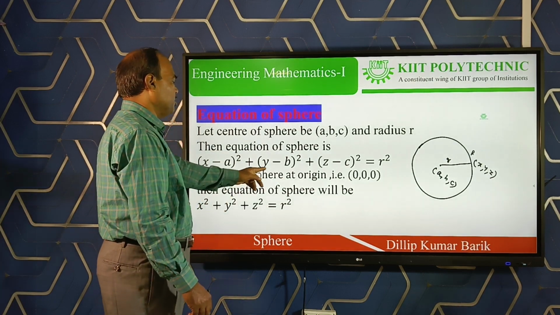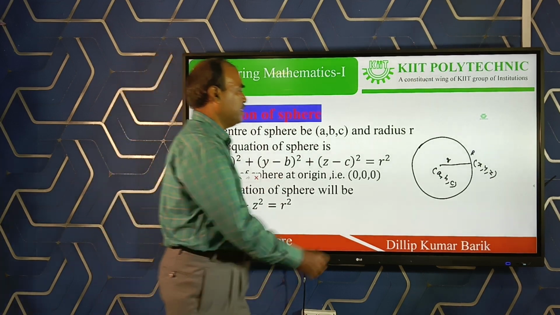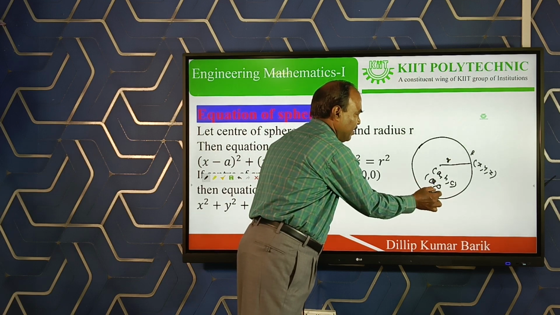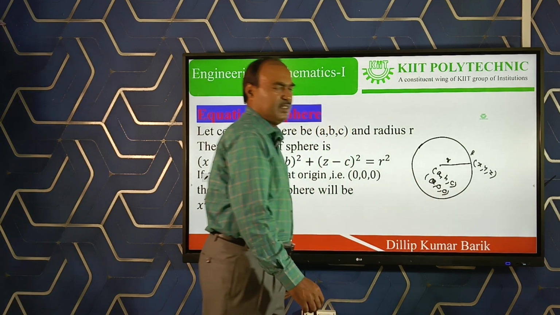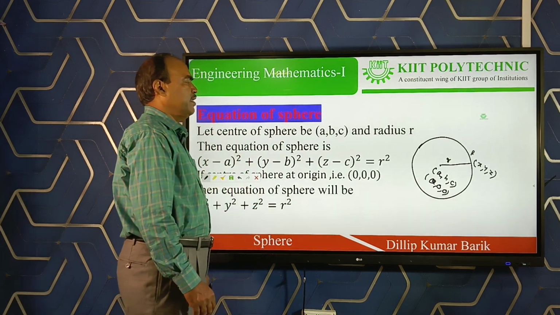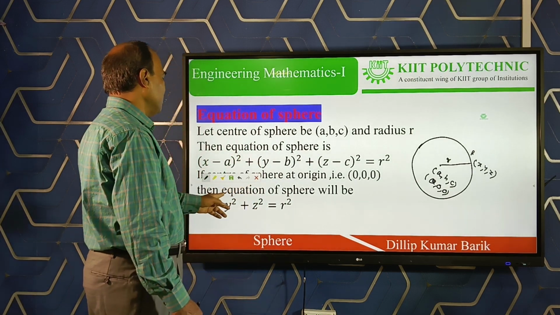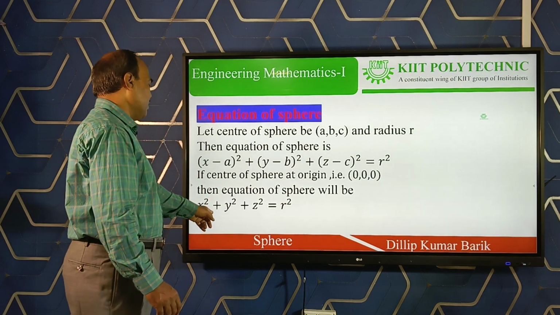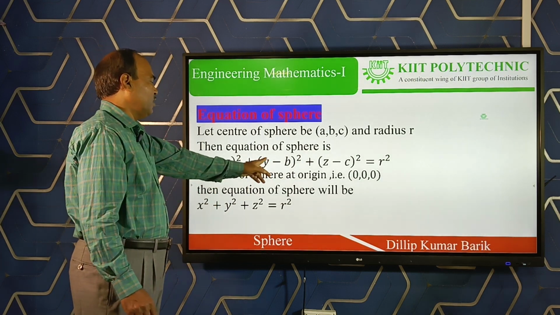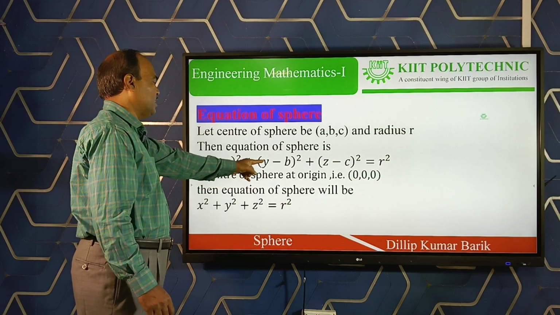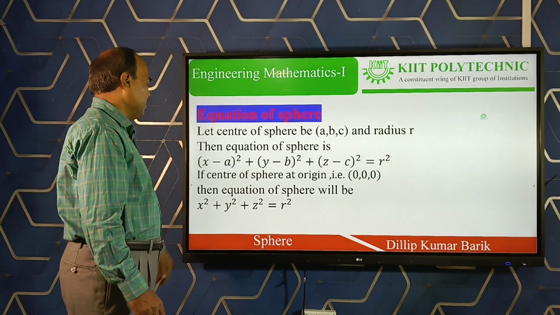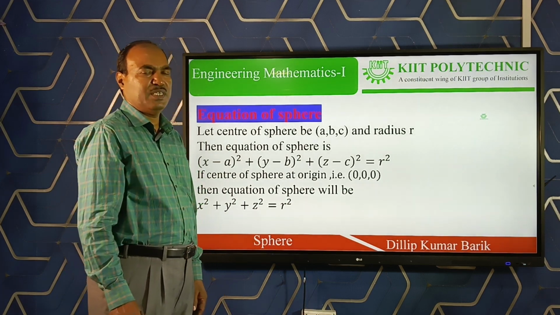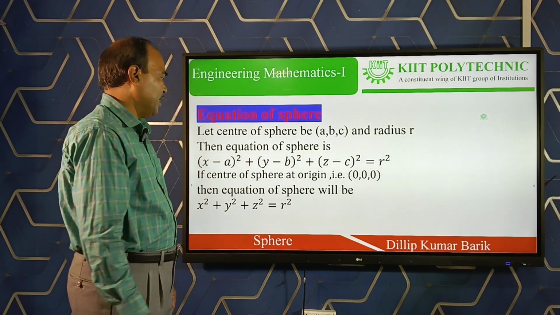And if the center of the sphere is at the origin, that means instead of center A, B, C we take the coordinates 0, 0, 0, with radius r, then we replace A, B, C with 0, 0, 0, so the equation of the sphere will be x square plus y square plus z square is equal to r square.